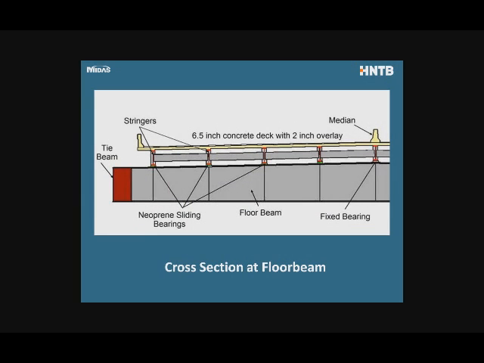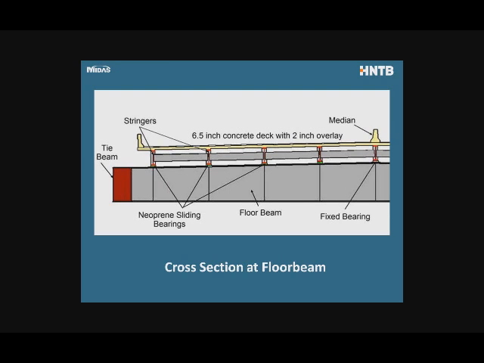Let me start out with a cross-section of the Blennerhassett Island Bridge. The Blennerhassett Island Bridge used a concrete deck that was separate from the tie system. So you can see it in this cross section of the floor beams. So we have a box-shaped tie beam, and then the deck is a stringer type construction. The stringers sit on sliding bearings on top of the floor beam.